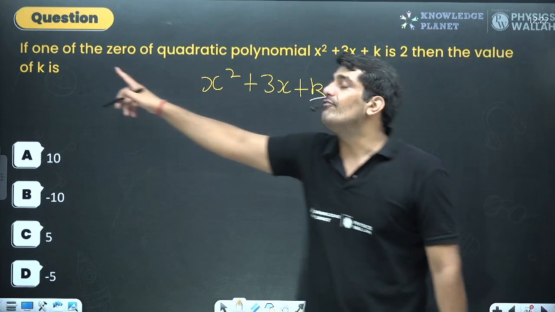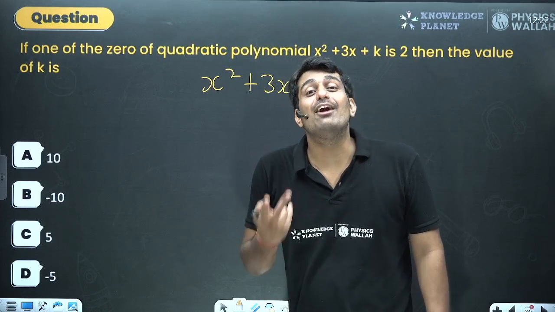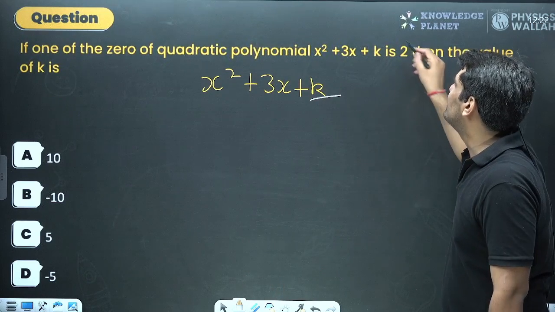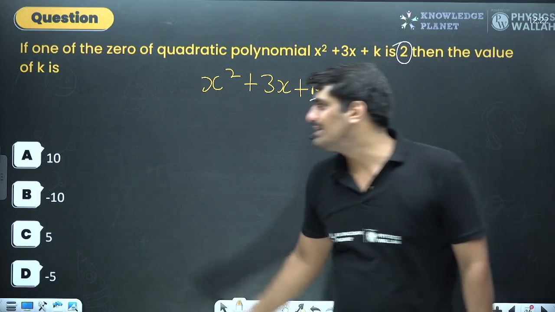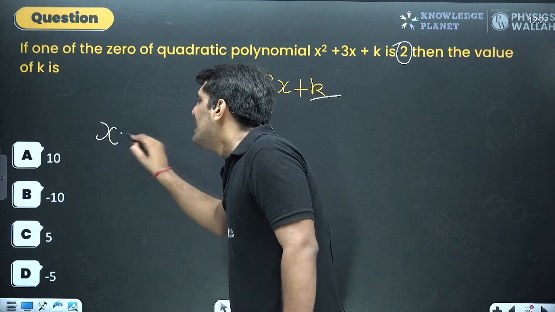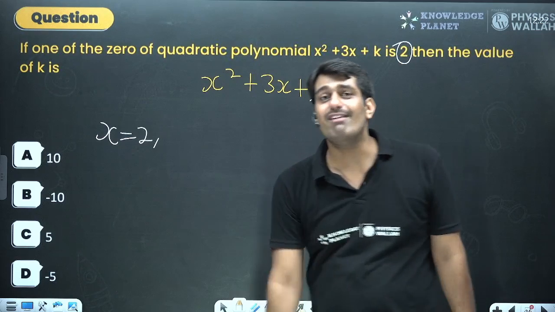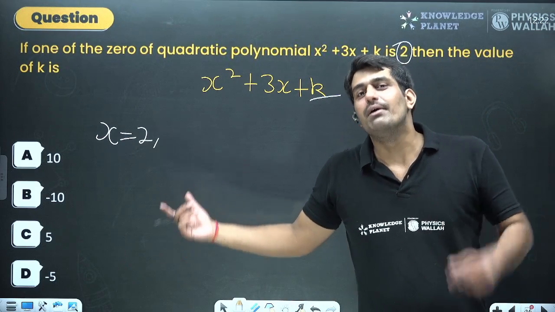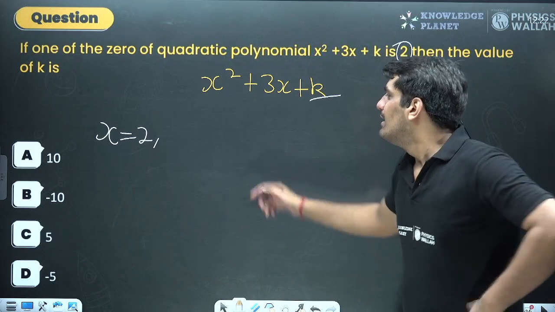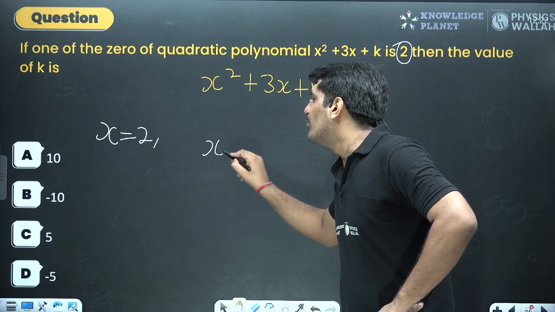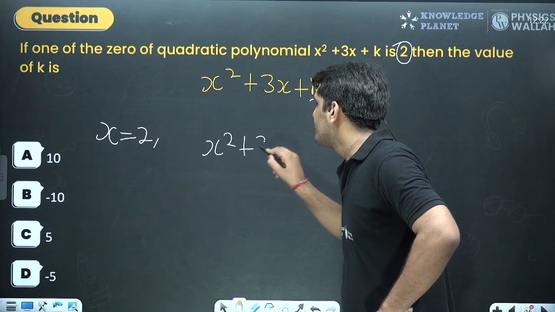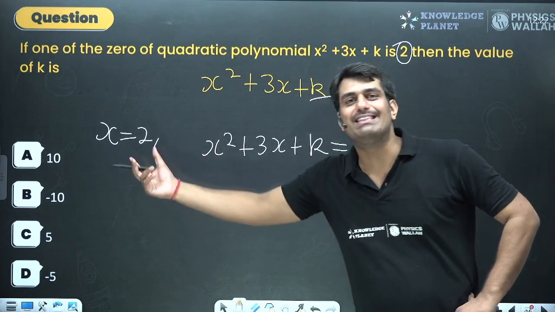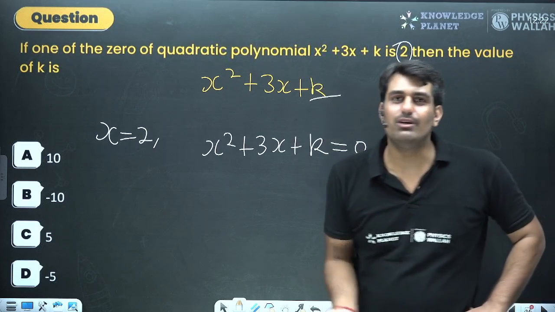They say that one of the zeros, there are two zeros in case of a quadratic polynomial, is given to me as 2. If one of the zeros is given to me as 2, it basically means if I put the value of x as 2, what will happen with the given expression? If I put in the zero of the given polynomial, the entire expression will be equal to 0. This will be equal to 0 if I put the value of x as 2. So what are you waiting for? Put the value of x as 2.